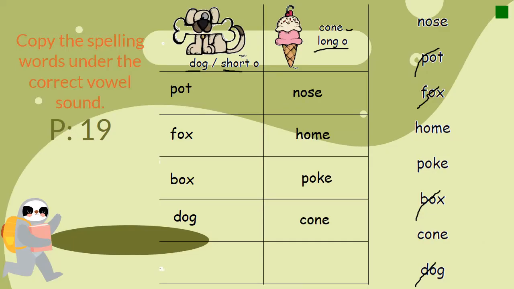Now we have to copy the spelling words under the correct vowel sound. Here we have short O, for example, the word dog. Long O, for example, the word cone.